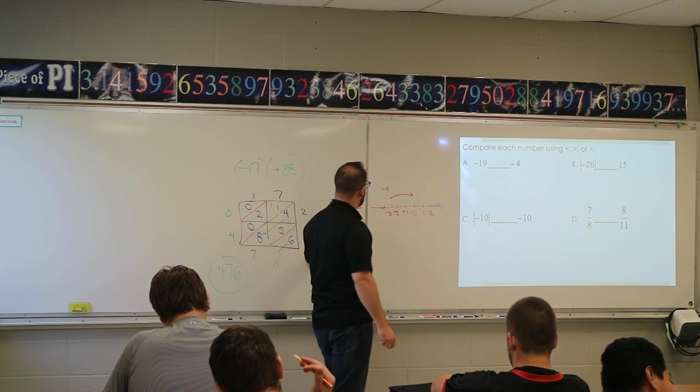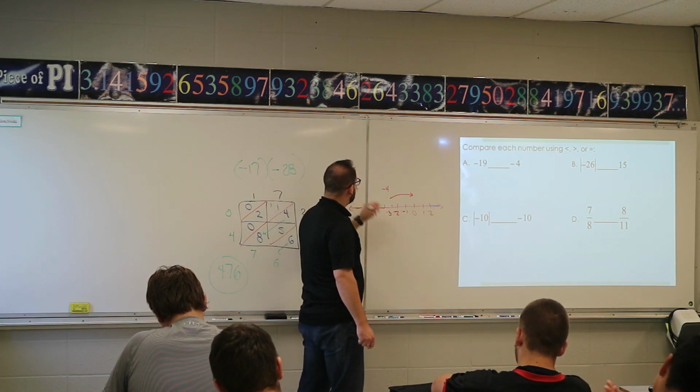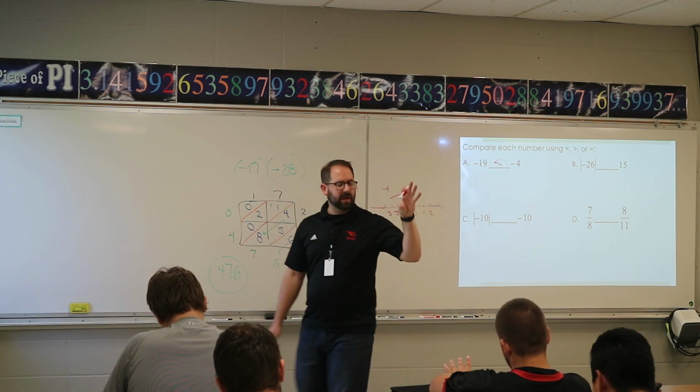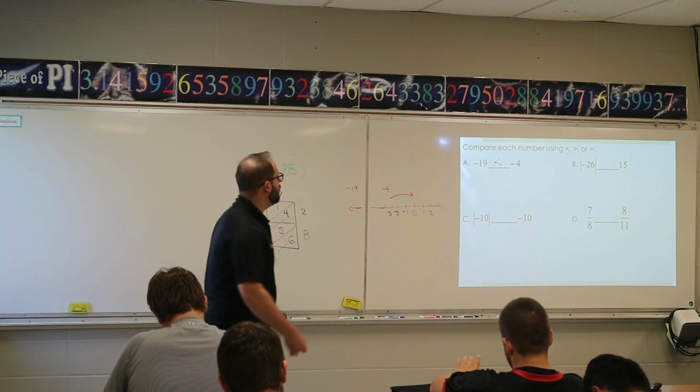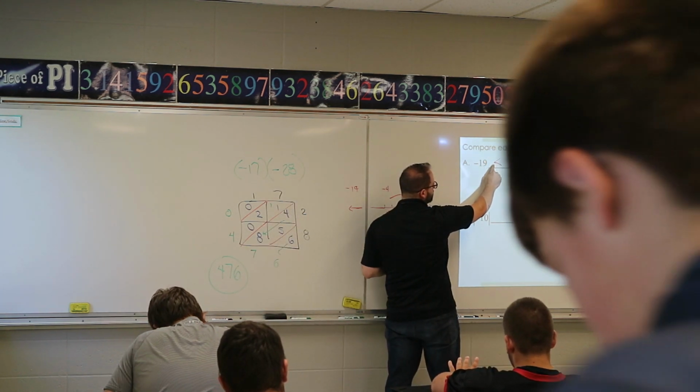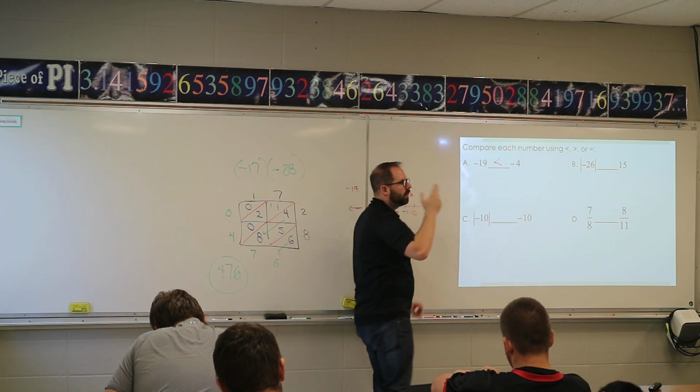If I can draw my number line. So the idea is that negative 4 is technically a larger number. So we put the little alligator mouth facing the larger number, right? The bigger gap here faces the bigger number. The smaller point faces the smaller number.